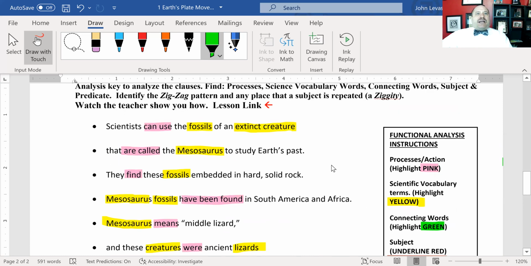For example, scientists can use the fossils of an ancient creature. We have a subject and a predicate. That are called the Mesosaurus, to study Earth's past. That is a word that links these 2 together. What does that mean? Extinct creature. That's what that means. So that refers to the extinct creatures, which are called the Mesosaurus.